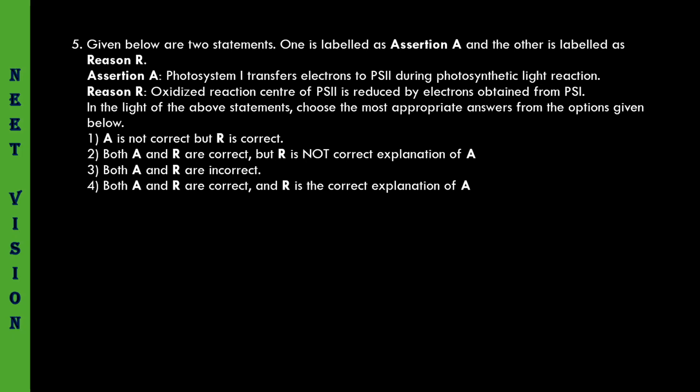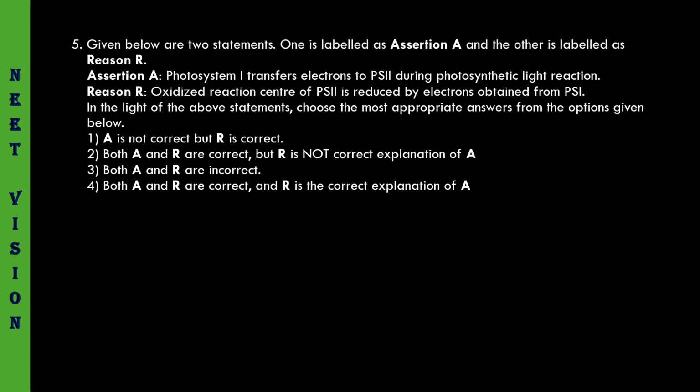Photosystem 1 transfers electrons to PS2 during photosynthetic light reaction. Never. Assertion is wrong. Electrons are always transferred from PS2 to PS1, never from PS1 to PS2. Oxidized reaction center of PS2 is reduced by electrons obtained from PS1. No. Oxidized reaction center of PS2, that is P680, is reduced by getting electrons from water, not from PS1. Assertion is wrong. Reason is wrong.